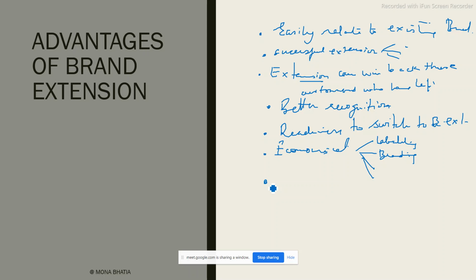Coke, if it comes with a new brand, no wholesaler or retailer will ever say no to that, though it is a later understanding whether the brand extension fails or whether it is very successful. But in the initial stage, no wholesaler or retailer will object to it. Okay, so these are the advantages of brand extension.